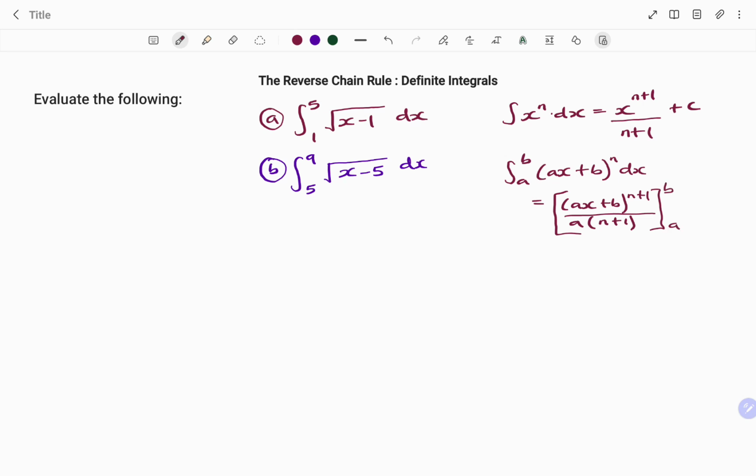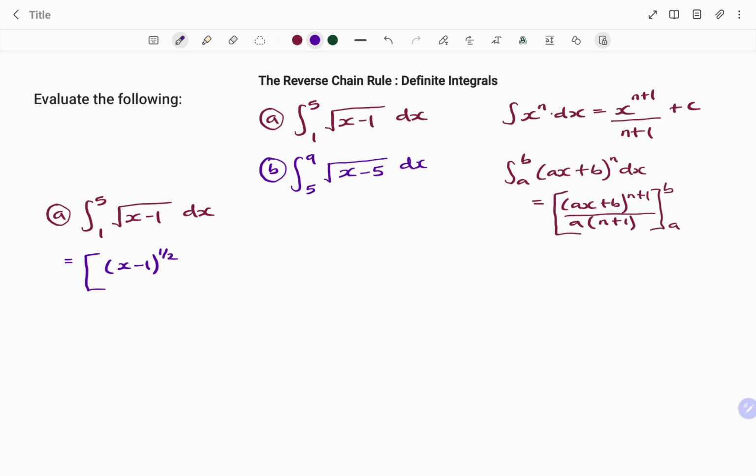So looking at the first example, we have to integrate with respect to x the square root of x minus 1 from 1 to 5. That will be equal to, the first step is I'm going to rewrite my radical. I'm going to write it in exponential form. So I have that as x minus 1 to the power of half.